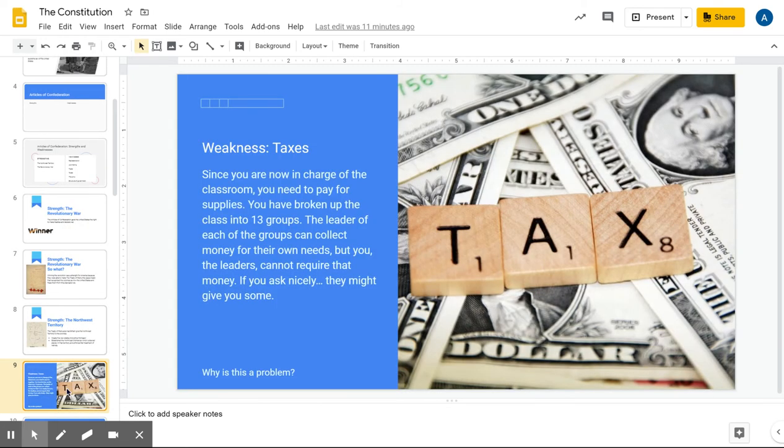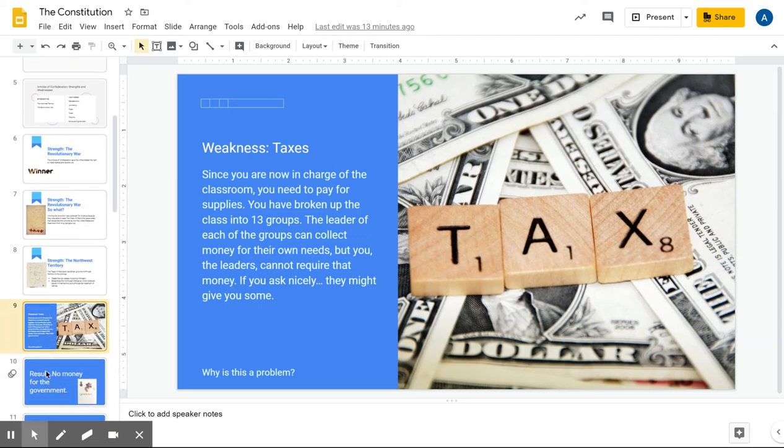Now let's talk about some weaknesses. So I'm going to put you in a scenario and we're going to stay in that scenario for a little bit. Right now, I want you to be the leader of the classroom, just like a leader of a country. And you've broken your class into 13 groups. The leader of each of the groups can collect money for their own needs, but you, the main leader, can't require that money. But if you ask nicely, these states or these groups might give you some. So think about why that might be a problem.